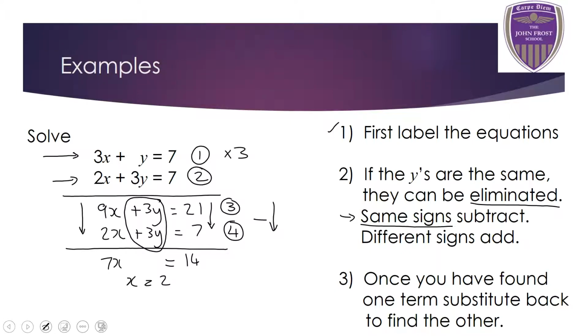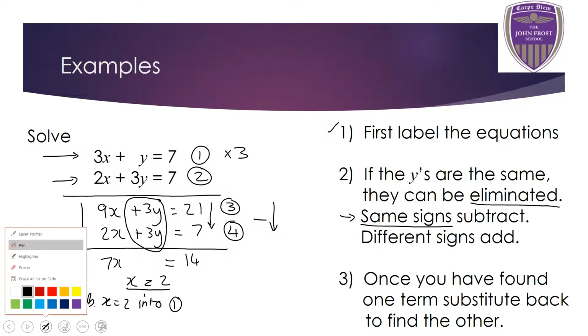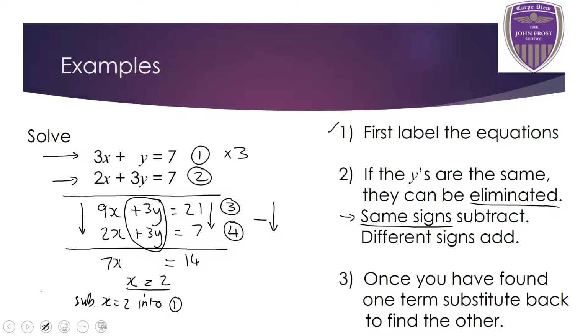Okay, what I would like to do now is try and find what y is. That means I need to substitute back in the value for x equals 2. And I need to do that by looking at one of the first two equations. So if I pick equation 1, and I am going to write sub in short for substitute, x equals 2, into equation number 1, then it's going to give me the following equation: 3x plus y equals 7.